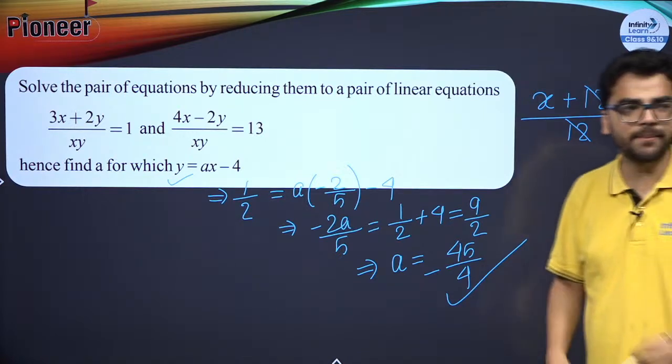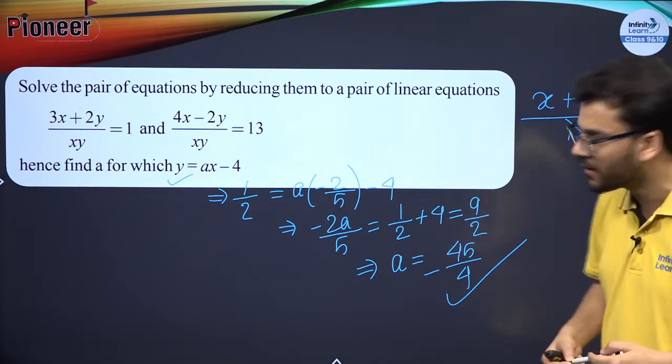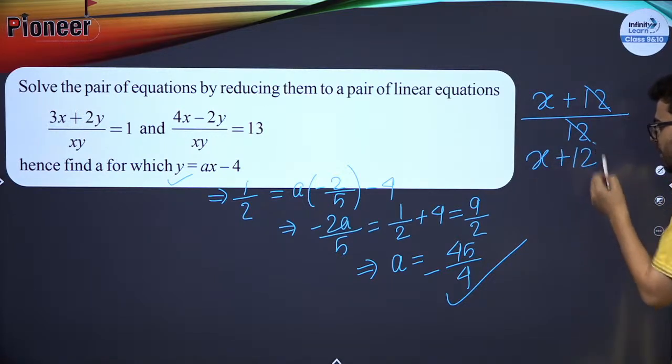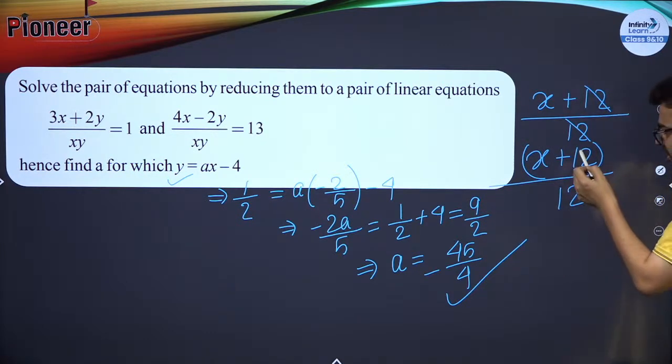So this is a doubt with many students actually, but you cannot do calculation like that, okay? That will be wrong. The reason being, you see, this total is divided by 12. This total is divided by 12. This is not separate.